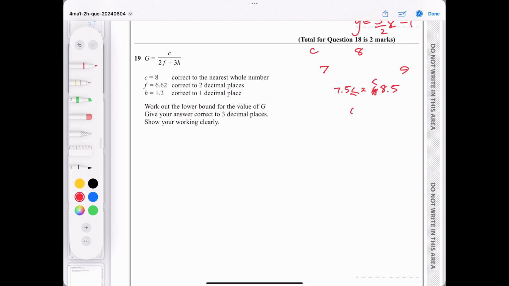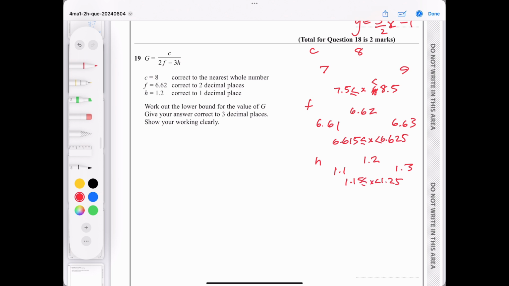F is 6.62 to 2 decimal places. So if we go up 1, it would be 6.63. And if we go down 1, it would be 6.61. The middle one between 6.61 and 6.62 is 6.615, and the middle one between 6.62 and 6.63 is 6.625. So it's in between those. It's greater or equal than the bottom one. And H is going to be to one decimal place. 1.3 is above, 1.1 is below, 1.15 and 1.25 are the middles.